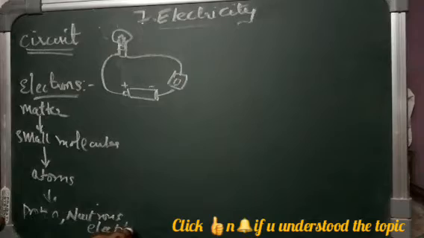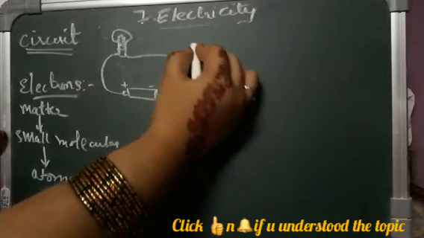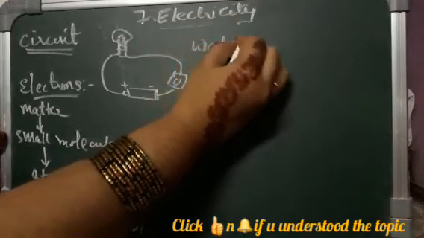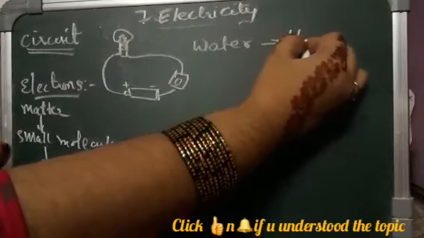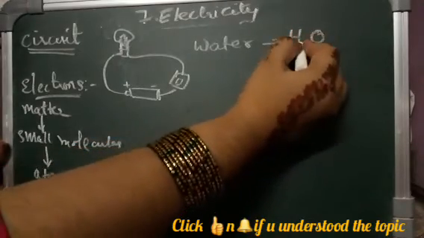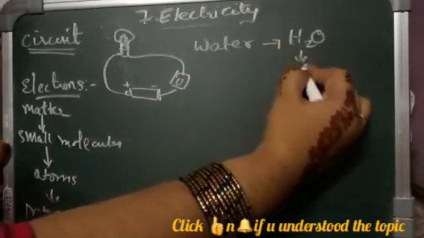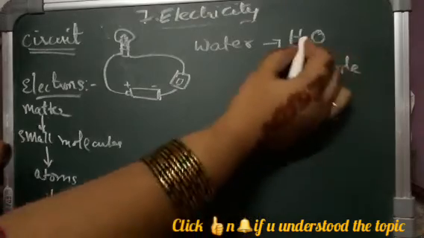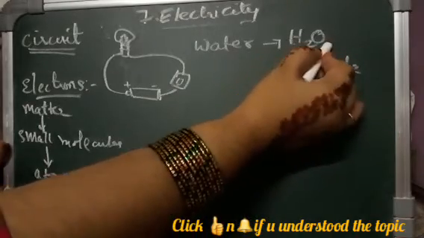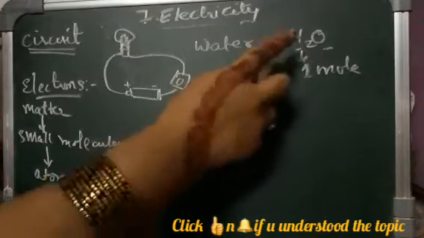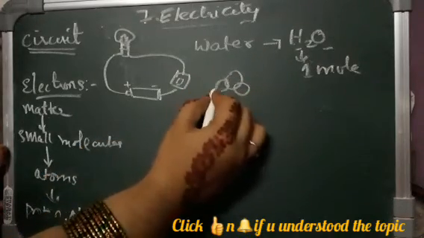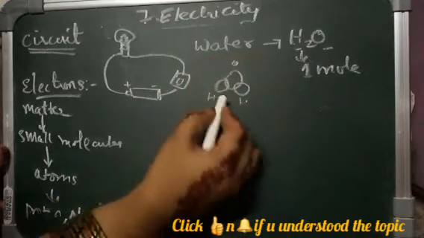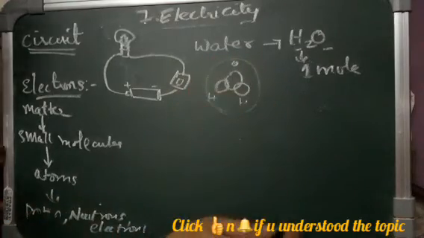Now, for example, we will take a water molecule. A single water molecule is made up of H2O. You can see this one molecule of water is made up of two hydrogen atoms and one oxygen atom. Two hydrogen atoms are bonded to the one oxygen atom, and then only they form one molecule of water.